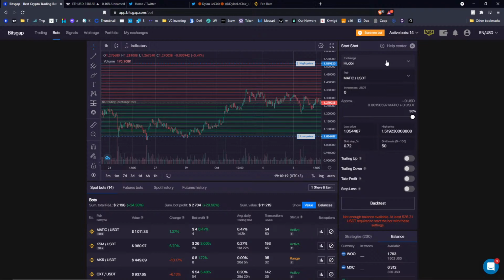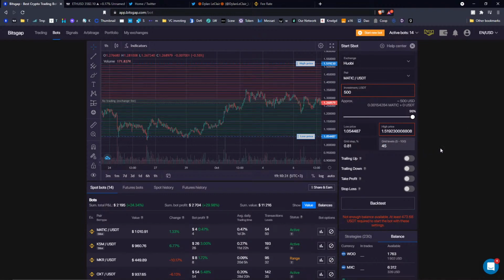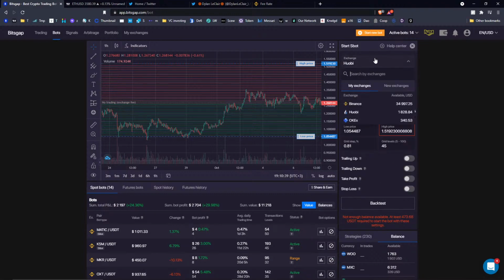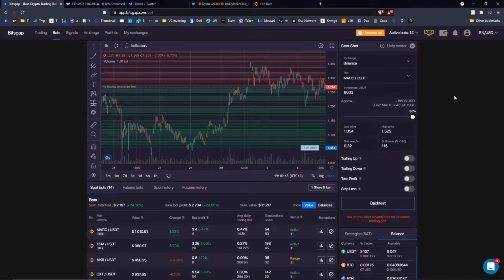Or maybe you want to allocate only $500, let's say, with 65 grid levels. In that case, you see, the requirements on Huobi would be lower than if you would want to trade Matic on Binance, for example. That would be also the case for you.